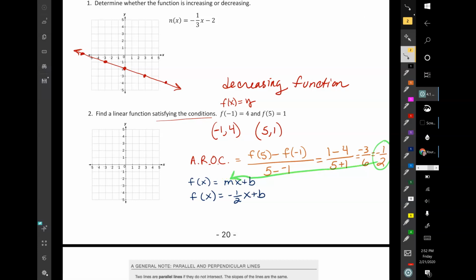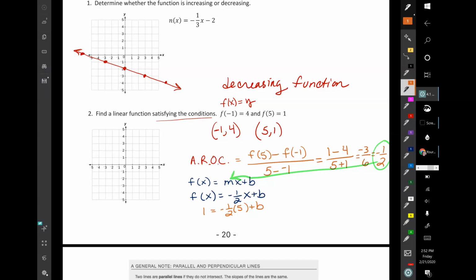And now I have f of x equals -1/2 x plus b. I can put in one of the points to figure out what b is. I don't have any info to help me, but I can put the 5 in for x, and I can put this 1 in for y, or f of x. Okay, so I'm going to go ahead and write that up. So I would have 1 equals -1/2 times 5 plus b. You could have chosen the other point, would have been totally fine. It doesn't really matter.